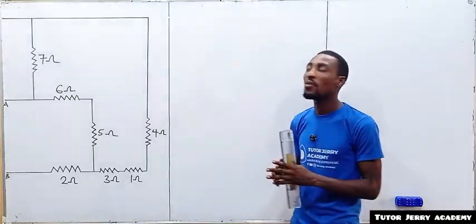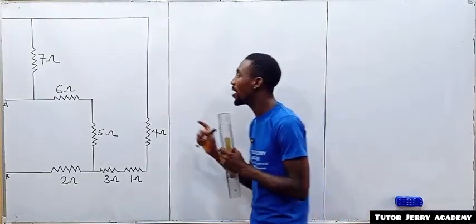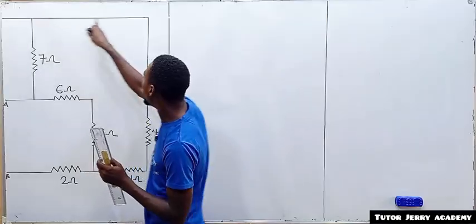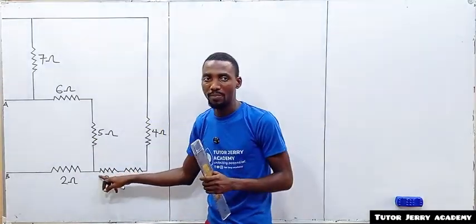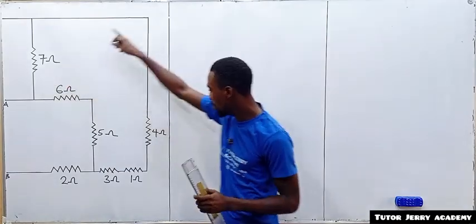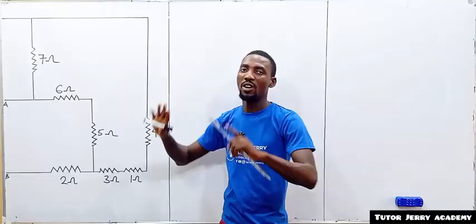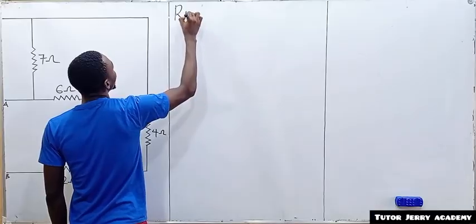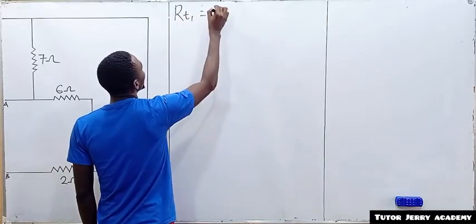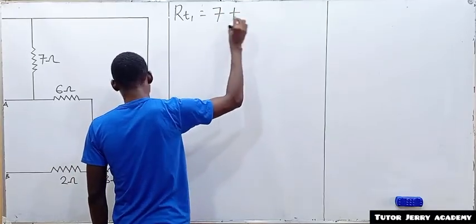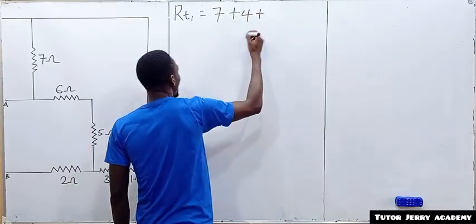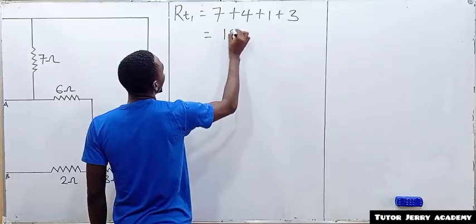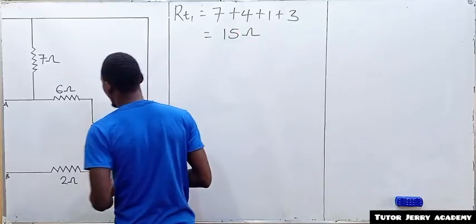If you look at the above circuit clearly, you are going to observe that any current that enters into this branch will be the same as the one that's going to enter into this part. So it means that 7 ohms, 4 ohms, 1 ohm, and 3 ohms are all in series. So we can say the total resistance, let's call it RT1, is equal to 7 plus 4 plus 1 plus 3. So this is going to give us 15 ohms.